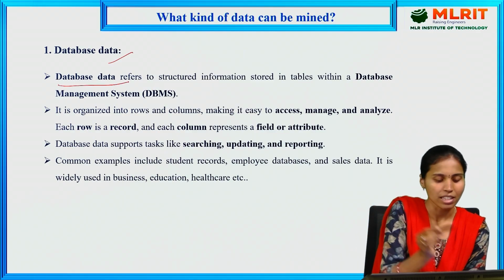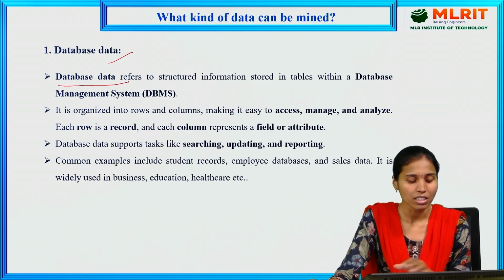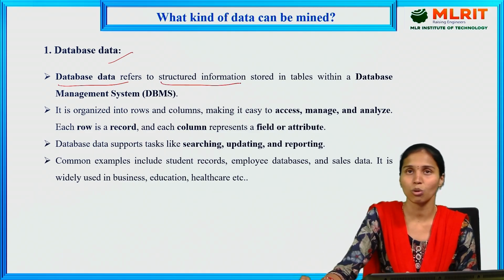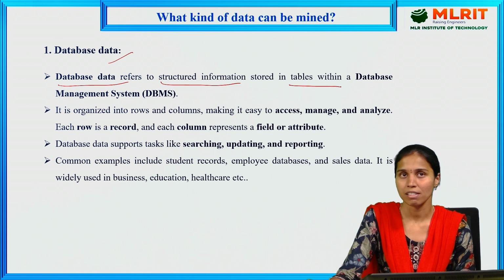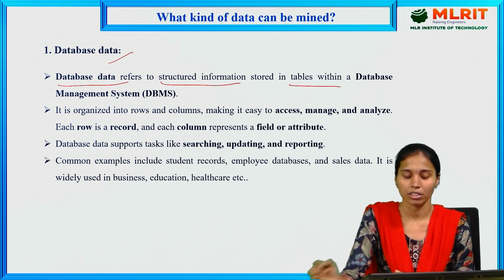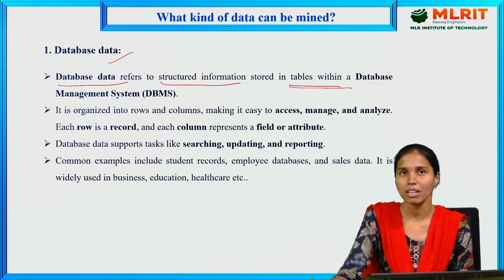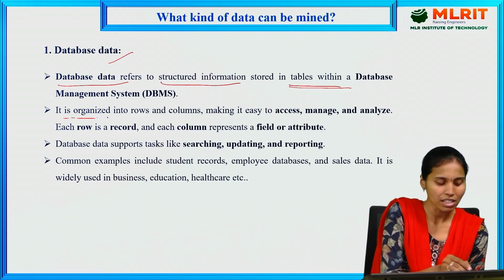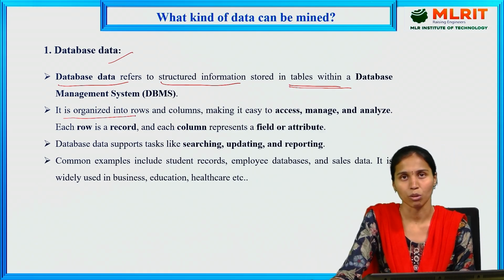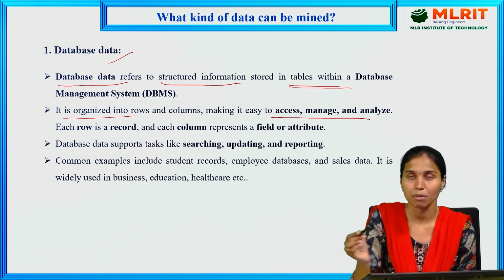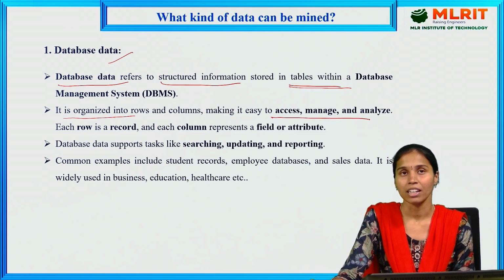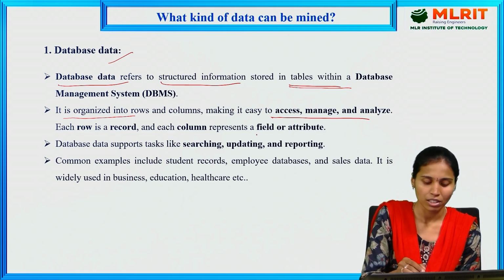Database data is stored information that is stored in the form of tables within a database management system. It is organized into rows and columns, making it easy to access, manage and analyze. Each row is a record and each column is represented as a field.